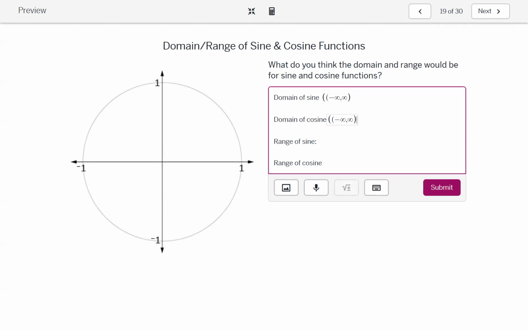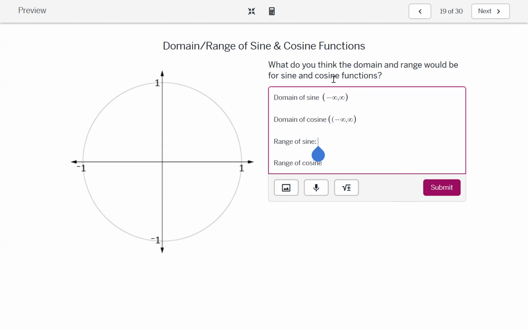Okay, so we got negative infinity to infinity for our domains. Now our range is a little more interesting. So we saw this when we were looking at those quadrantal angles. So the sine starts at 0, it goes up to 1, then it goes back down to 0, it goes to -1, and then back to 0.